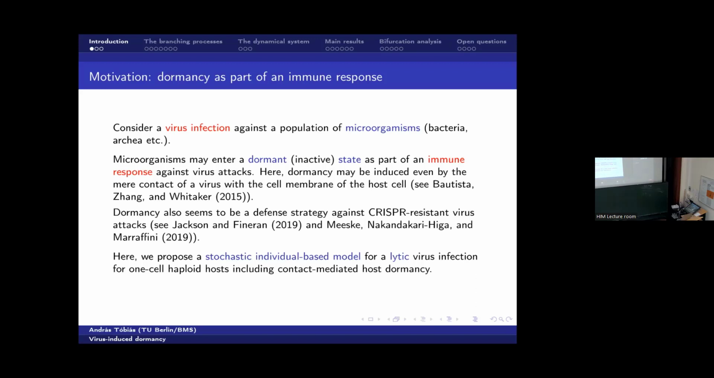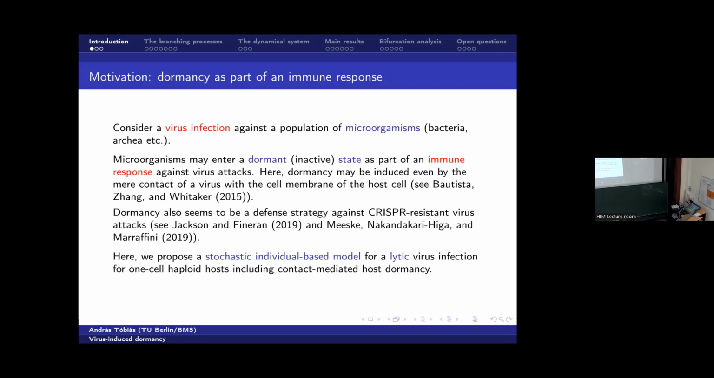And then it has been observed by several authors that microorganisms may enter a dormant state, an inactive state, as part of their immune response against virus attacks. One important paper is this by Bautista, Zhang, and Whitaker. They observed this so-called contact-mediated dormancy, which means that by the mere contact of the virus with the cell membrane, the microorganism just switches off, and then it can't be infected and it can't spread the virus.